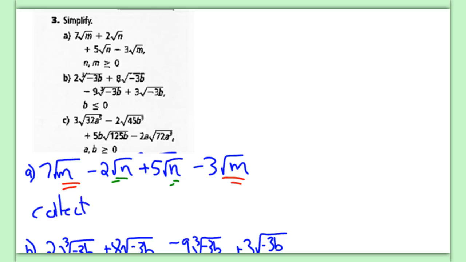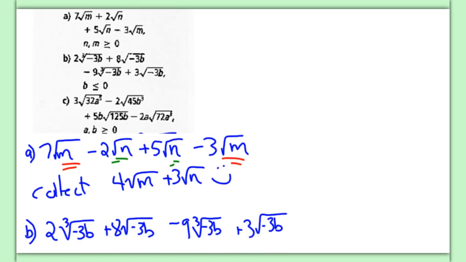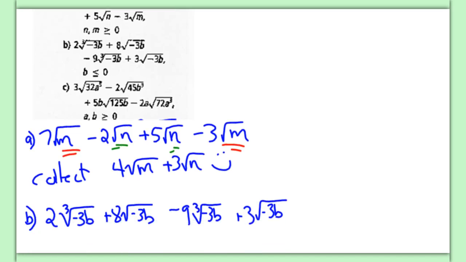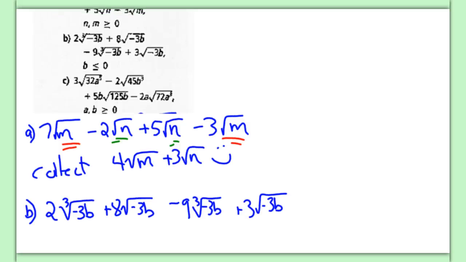My like terms become 7 minus 3 is 4 root m. And minus 2 plus 5 is plus 3 root m n. And all was good in the land, right? So all we have to do is collect like terms, okay? Nice. When we look at the next one, we need to be really careful because they're being tricky, right?